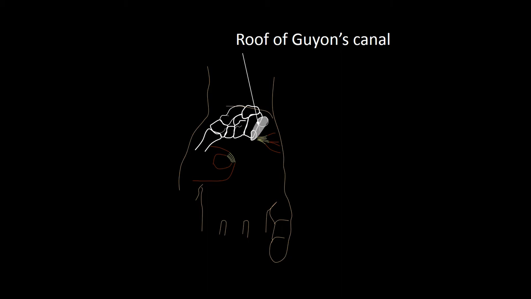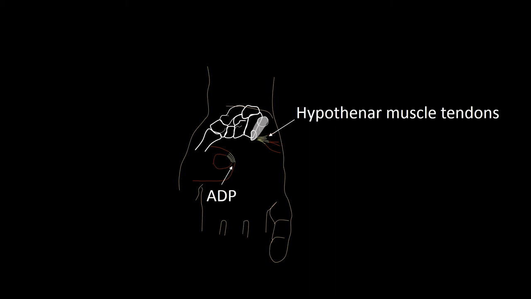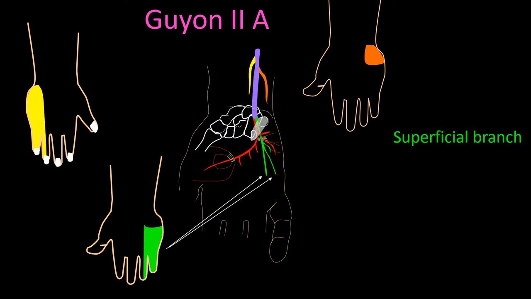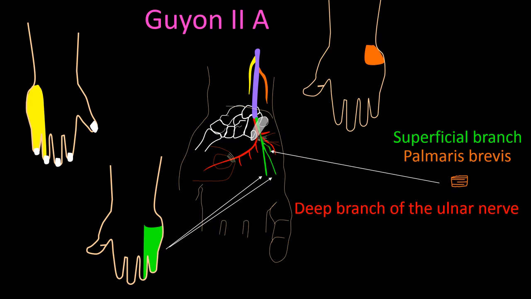The roof of Guyon's canal, the hypothenar muscle tendon and the adductor pollicis tendon. This figure I hope you are also familiar with. As you recall, the dorsal and the palmar branches exit the ulnar nerve before the ulnar nerve reaches the wrist, thus are spared with lesions in this area. Other branches of the ulnar nerve depart from it after crossing the wrist. Here I have indicated the superficial branch that goes for the fingers, with a little branch for the palmaris brevis, and also leaving after crossing the wrist is the deep branch of the ulnar nerve, which I have colored red.